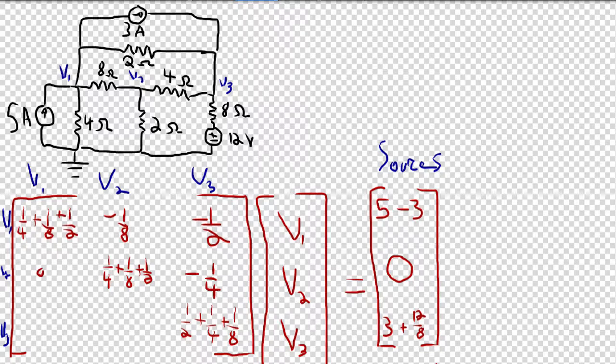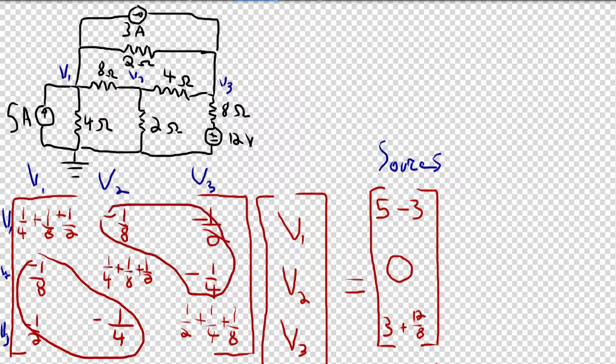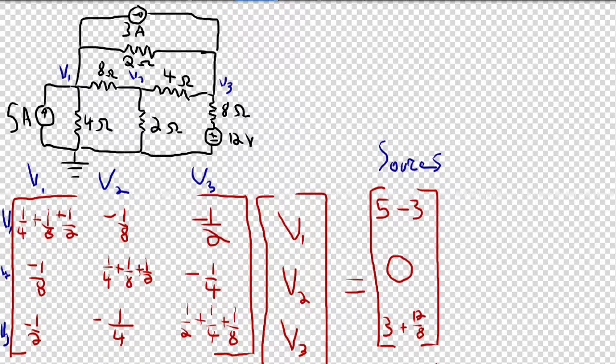So this box here should be the conductance in between node 2 and 1, which should be -1/8. This one here should be nodes 3 and 1, which should be -1/2. And this one here should be nodes 3 and 2, which should be -1/4. Are these numbers the same as these numbers? They are. So we've probably done this correctly. And then that's the whole thing.